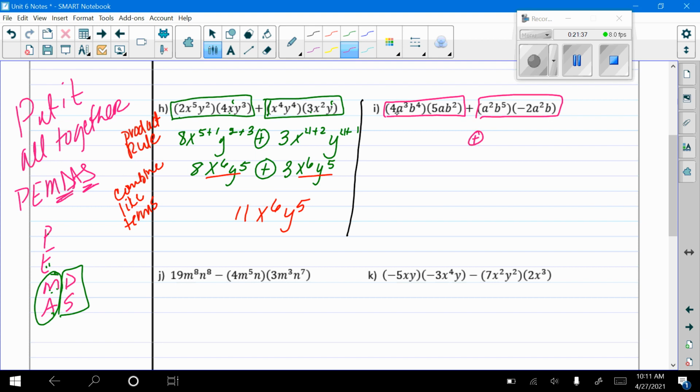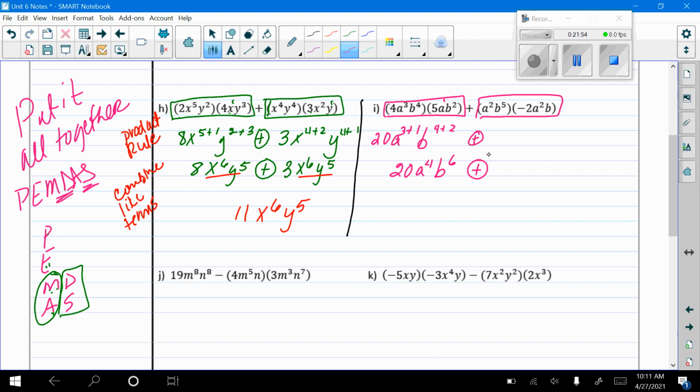All right, so I've got 4 times 5 is 20. I end up with an a to the 3 plus 1, because this is the power of 1, and b to the 4 plus 2. So I end up with 20, a to the 4th, b to the 6th.